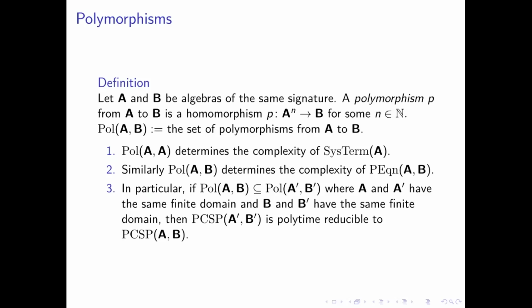Okay, so we're interested in looking at the set of polymorphisms from one algebra to another in analyzing the complexity of these problems.